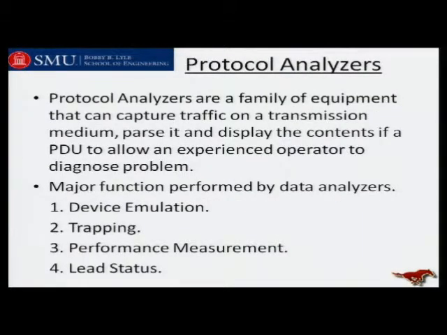Now protocol analyzers. Protocol analyzers have been very much in demand in recent years. They were in demand, and now they have become more popular. Protocol analyzers are a family of equipment that can capture traffic on a transmission medium, trace it and display the content of a PDU to allow an experienced operator to diagnose the problem.